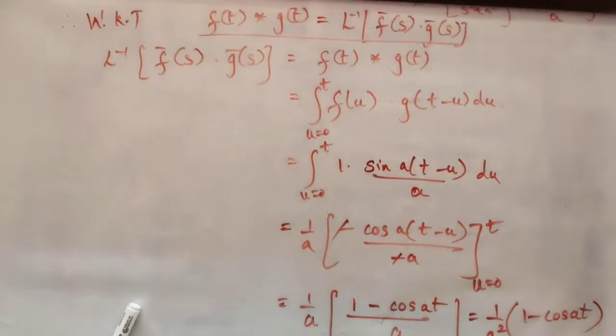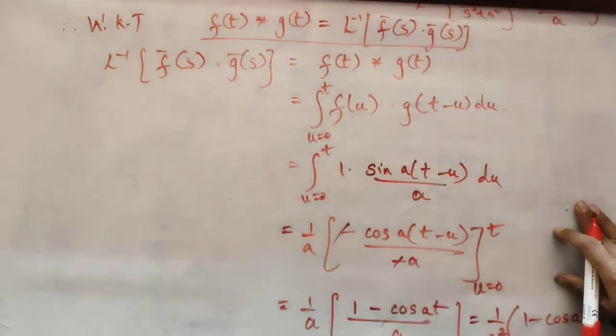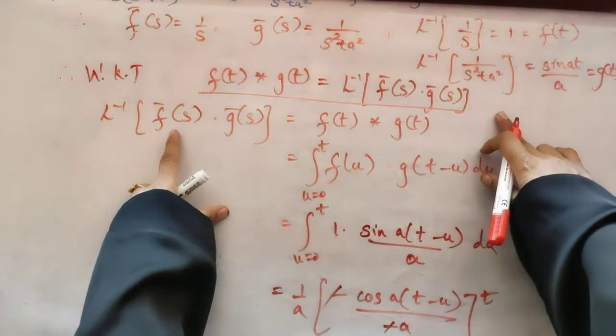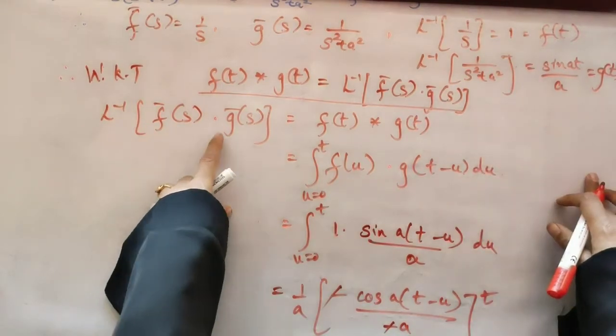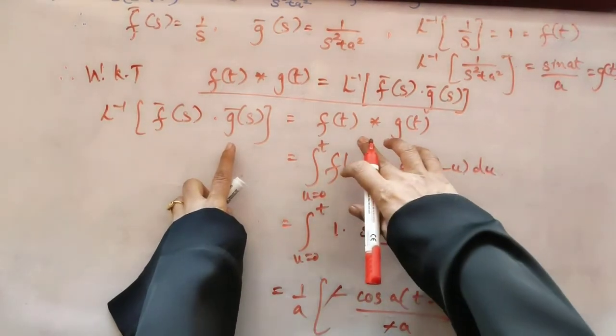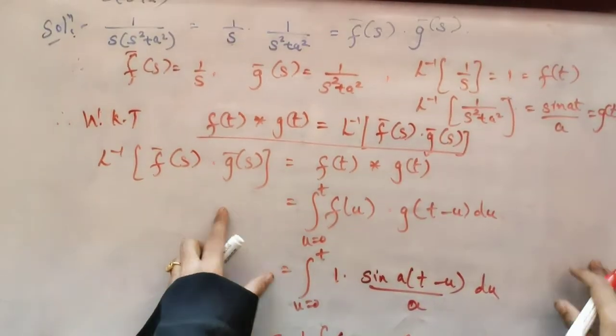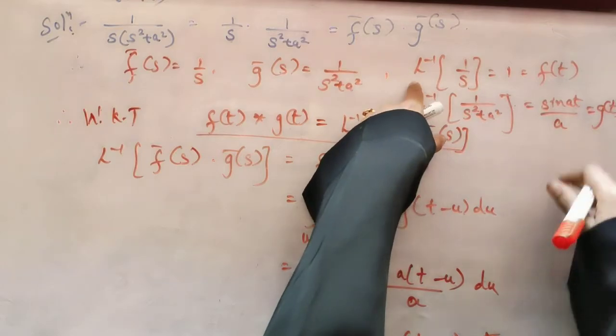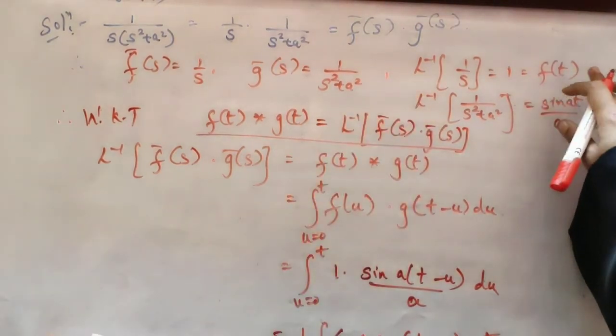Okay. I hope it is clear to all of you. There is nothing much. You are going to use the last definition of that convolution theorem and work for it. That is, L inverse of f bar of s into g bar of s is f of t star g of t. Now from here you just separate your f bar of s and g bar of s, then find its inverse Laplace transform individually so that you get f of t and g of t.